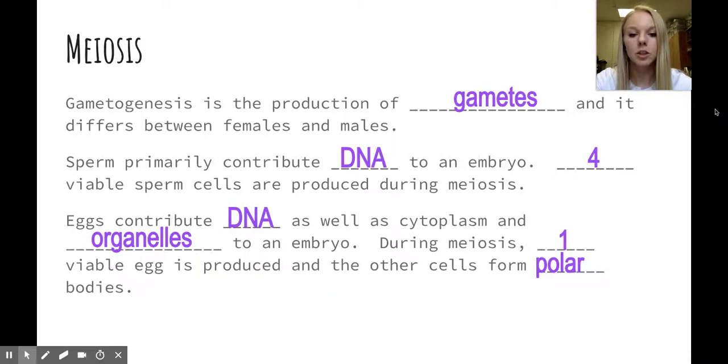Gametogenesis is the production of gametes, and it differs between males and females. The sperm coming from males primarily contribute DNA to an embryo. During meiosis, viable sperm cells are produced. The egg contributes DNA in addition to cytoplasm and organelles to an embryo. During meiosis, only one viable egg is produced, and the other 3 cells form polar bodies.